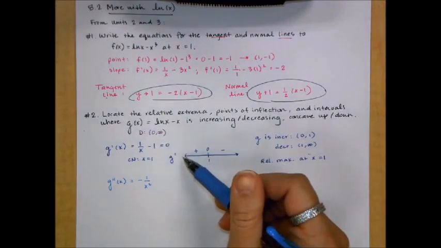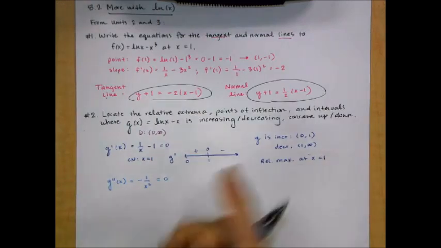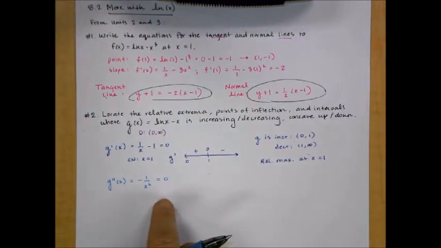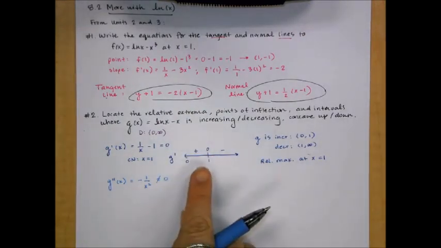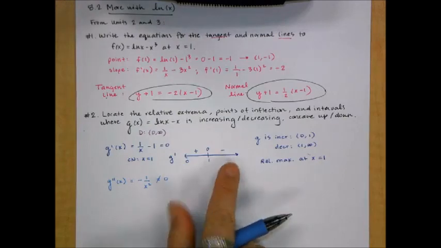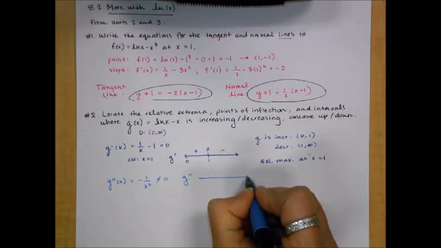If I try to set this equal to 0 to find any numbers to test over, you'll find that your fraction never equals 0. So I have no test values. Like last time we had 1 to test on either side of. This time I don't have any value to test over. So on my number line here, there's nothing to mark.